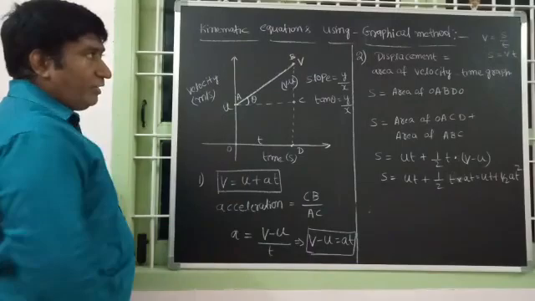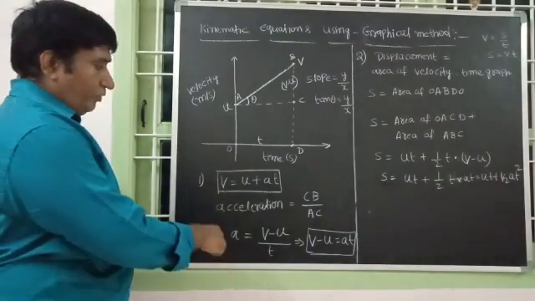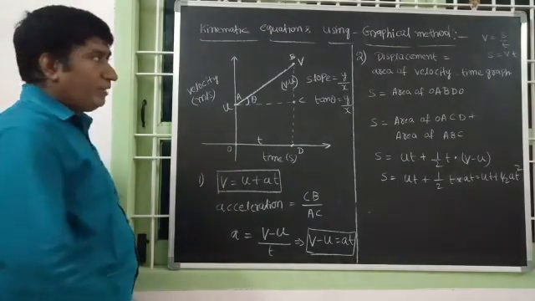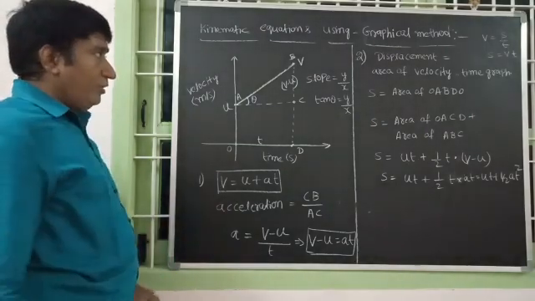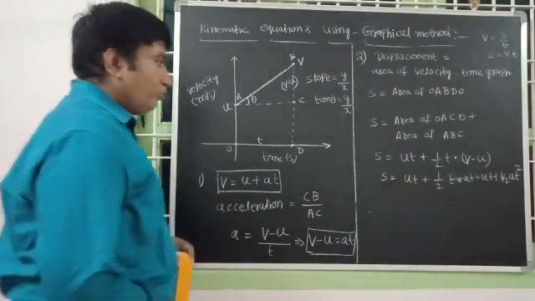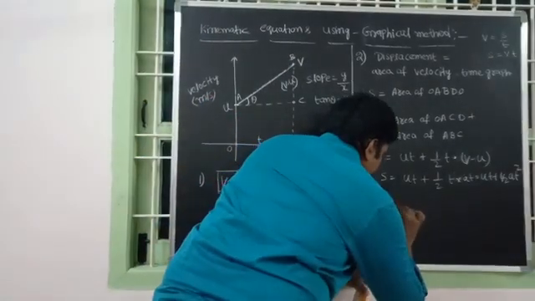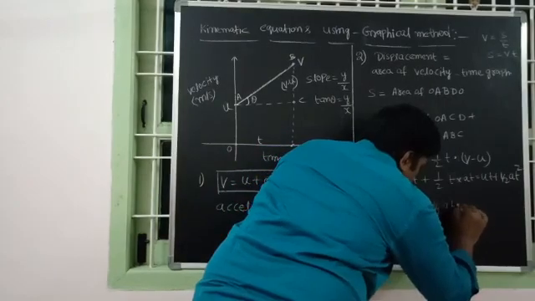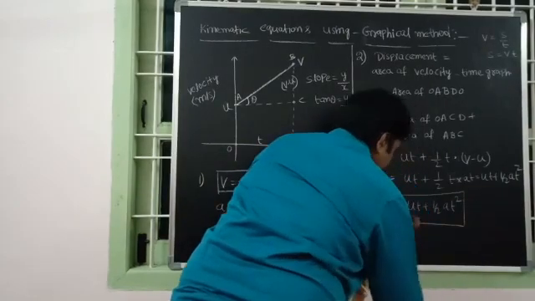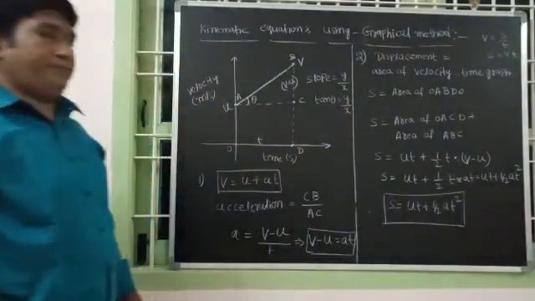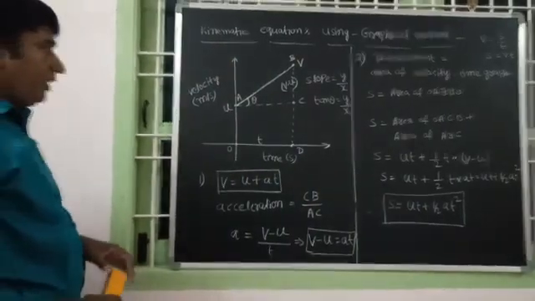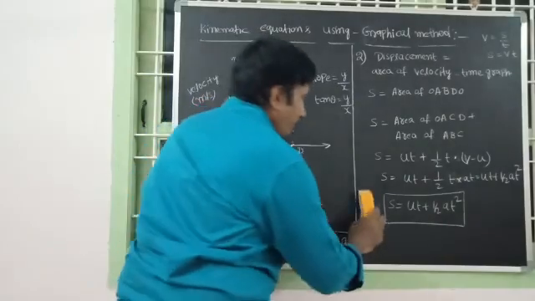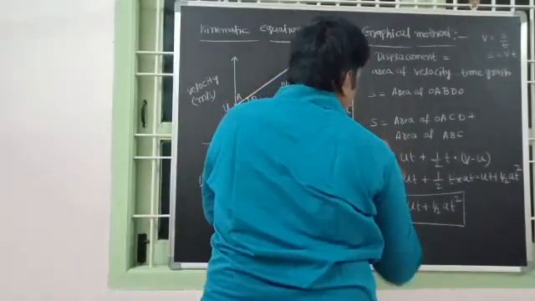Because I have only a little bit of space, I am going to drop this and do the third one. Is it clear now? Okay. So the third one which I am going to prove, finally S is equal to ut plus half at square. I am going to prove the third one by taking this equation.